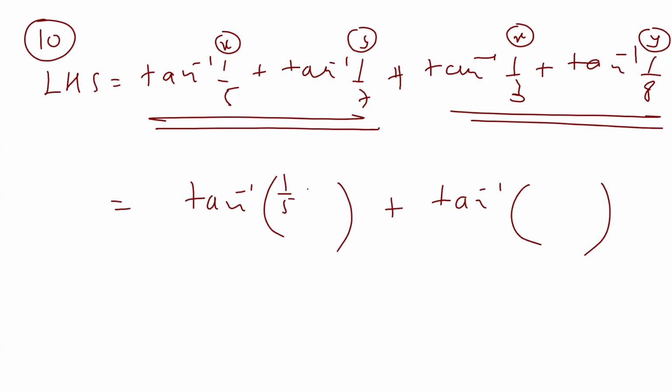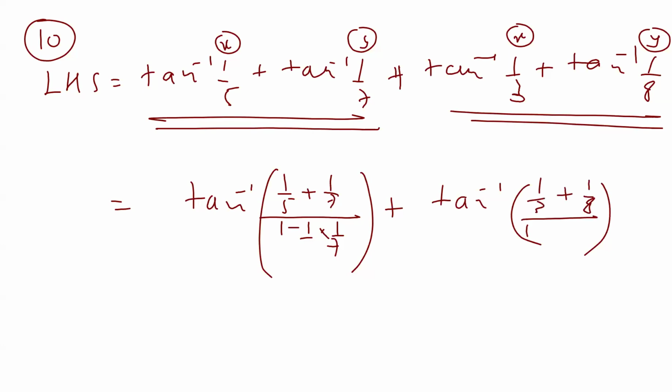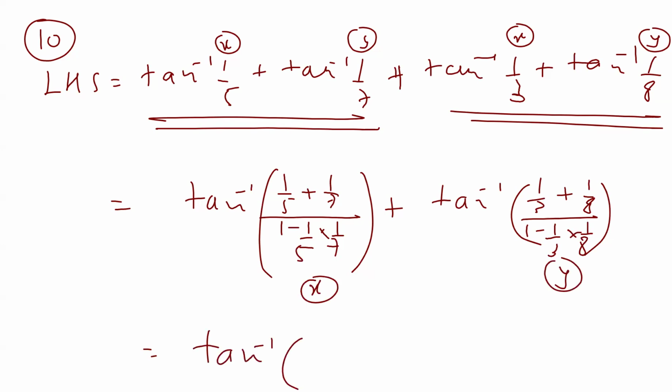So this will be 1 by 5 plus 1 by 7 upon 1 minus 1 by 5 into 1 by 7. And this will be 1 by 3 plus 1 by 8 upon 1 minus 1 by 3 into 1 by 8. Now this is in turn x and y. After simplifying, solve again, and you'll get your required answer. That was question number 10. Let us go to question number 11.